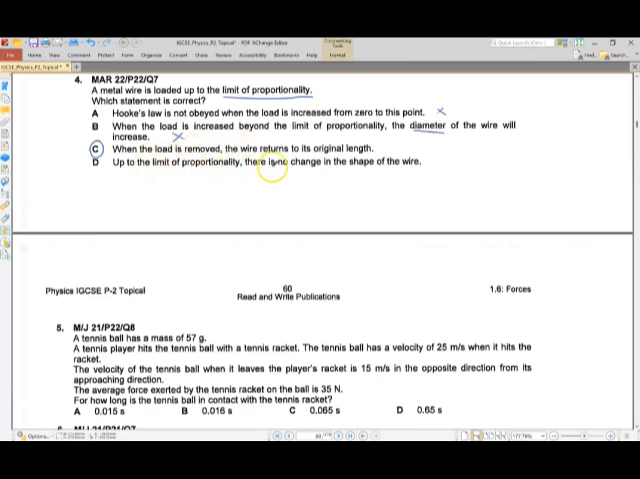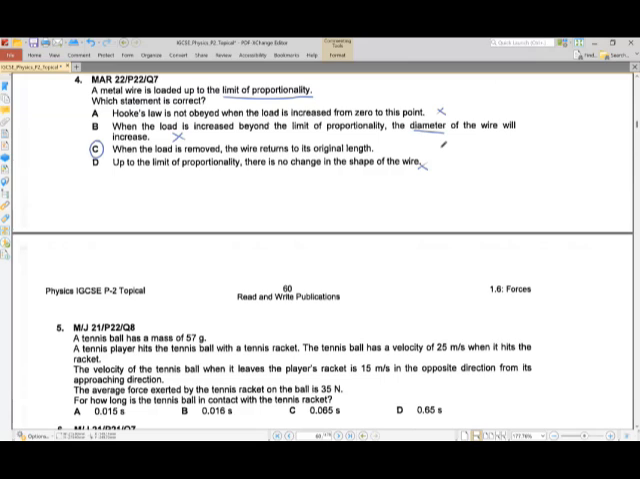Option D: up to the limit of proportionality, there is no change in the shape of the wire. There is a change in the shape of the wire up to the limit of proportionality, but that shape is reversed when the load is taken off. So that is why option D is also not correct.